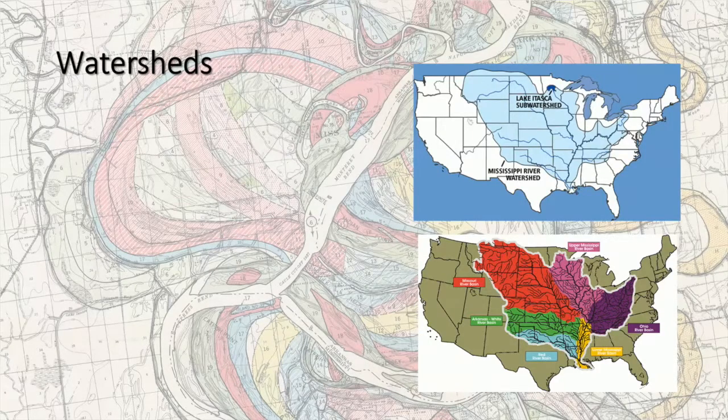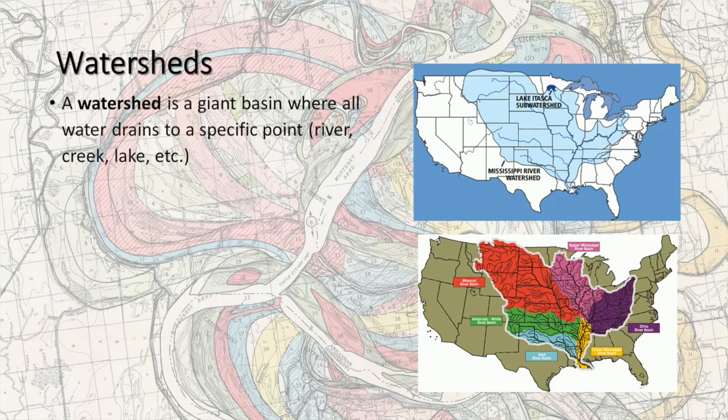Water resources are commonly defined by the watersheds where they are found. A watershed, or river basin, is simply a large area of land where all water is drained to a single point, such as a river, stream, lake, or ocean. Larger watersheds are comprised of smaller sub-basins, which make up the whole.